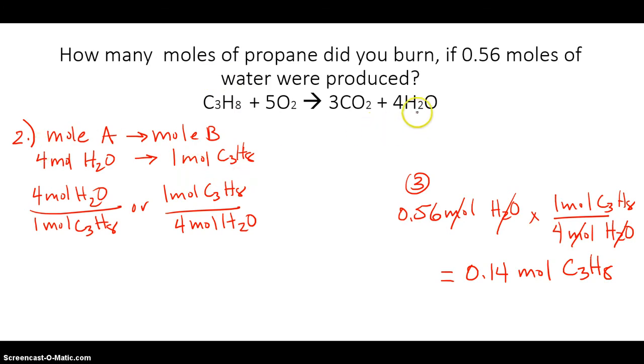So I start with the ratio based on the equation, and I look and say, okay, there are 4 moles of water produced for every 1 mole of propane that's burned. I place those into tiles showing either direction, one time with water on top, one time with water on the bottom. The next step is I take the known value that I have, which is from up here, 0.56 moles of water, and I multiply it by a tile that allows me to cancel out those moles of water. So I need to make sure, knowing that moles of water are on the top here, that moles of water are on the bottom here. They cancel out to get this answer.